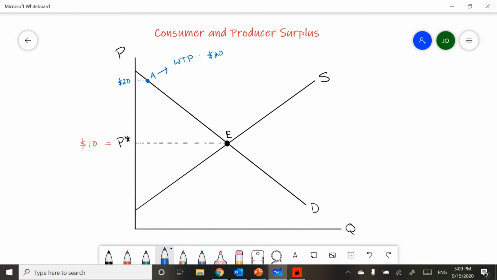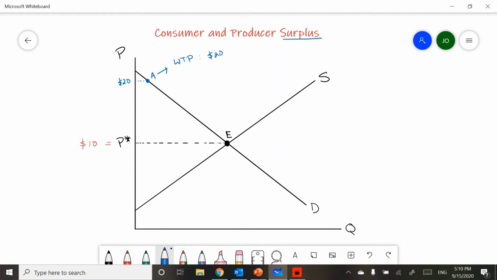Now, we have two different concepts here. We have the market price and the willingness to pay of a consumer. How do they relate to each other? Well, you can imagine that if consumer A was willing to pay $20, but he gets to a market and finds out that the product he wanted to pay for with $20 is only $10, he's going to have what we call surplus, meaning extra happiness. And basically, this happiness can be measured in terms of dollars.